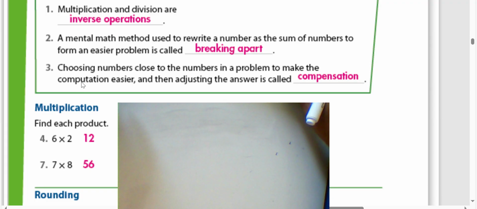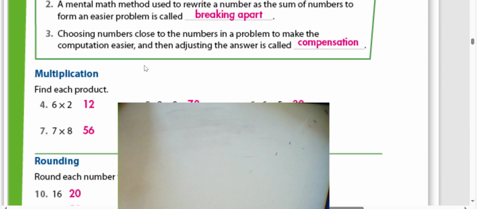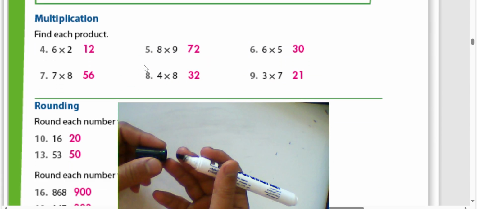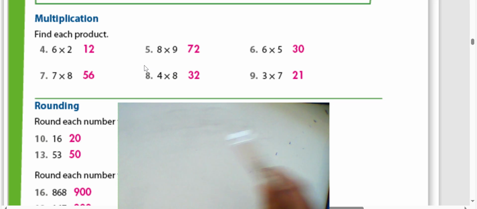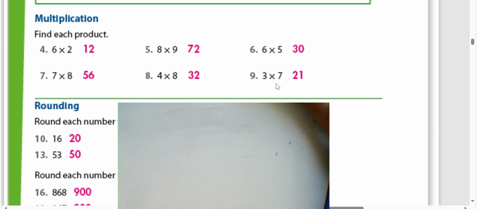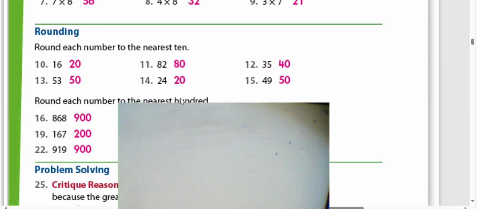Okay, now we can write the tables here. 6 times 2 equals 12, 4 times 9 is 72, 5 times 6 equals 30, 7 times 8 is 56, 4 times 8 is 32, and 3 times 7 is 21. Round each number to the nearest 10: 16 is nearest to 20, 53 nearest to 50, 82 nearest to 80, 24 nearest to 20, 45 nearest to 40, 49 nearest to 50.